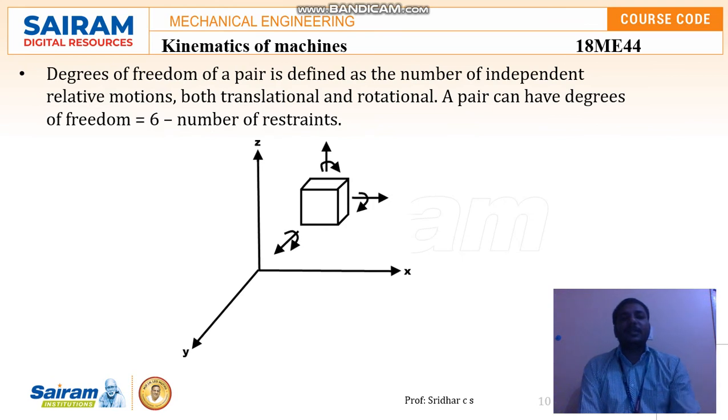The degrees of freedom of a pair is defined as the number of independent relative motions, both translational and rotational. So a pair will have 6 degrees of freedom. As you know, 6 is the number of restraints. You can see the x, y and z axes. In each direction it can move in two directions. You can see 1, 2, here you can see this.